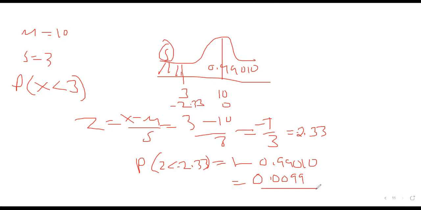So the principle here is whenever the shading is small, we subtract. Whenever the shading is big, we read directly.